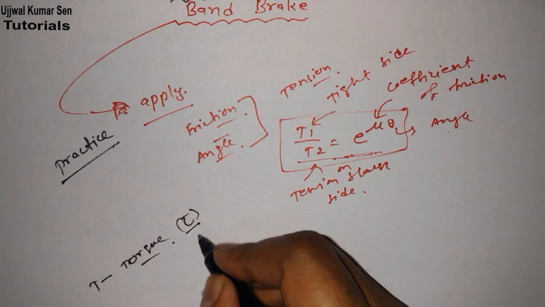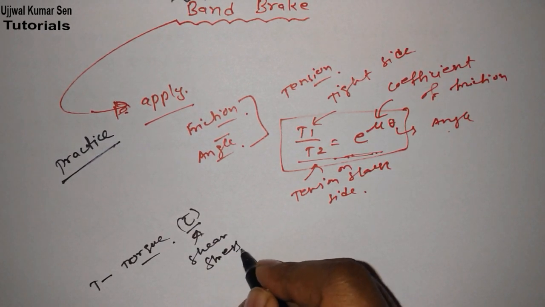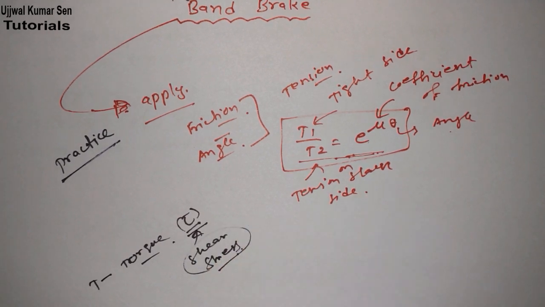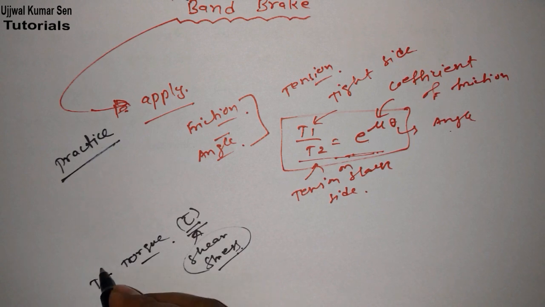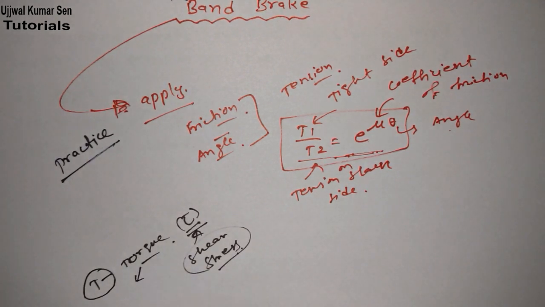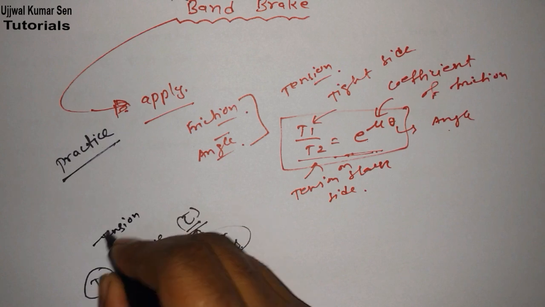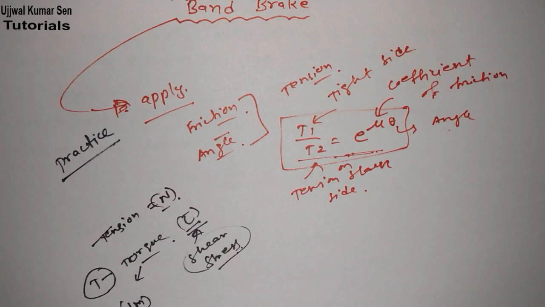Sometimes we denote it by tau, but tau is for shear stress. We also denote it in strength of materials. Even in many places, including fluid mechanics, we denote tau as shear stress. So basically, don't get confused here with T, that T is torque, because the unit of torque is Newton meter, but the unit of tension, as I have shared with you, is Newton.